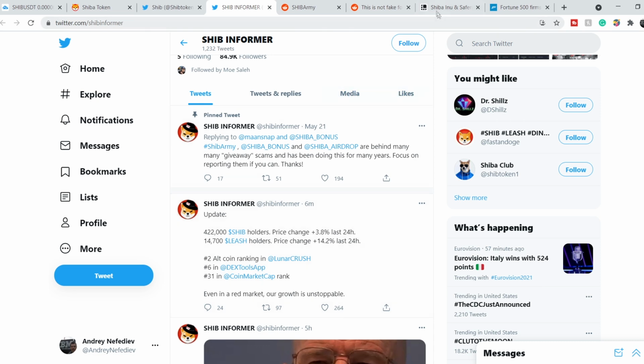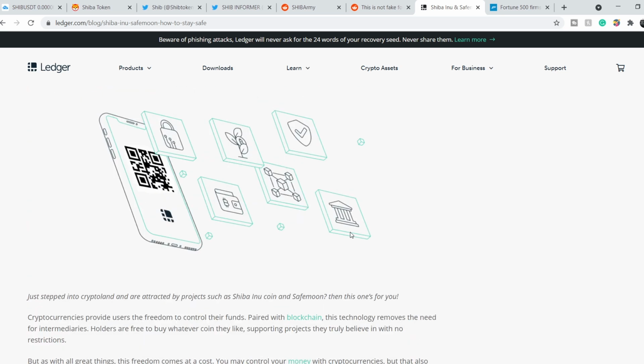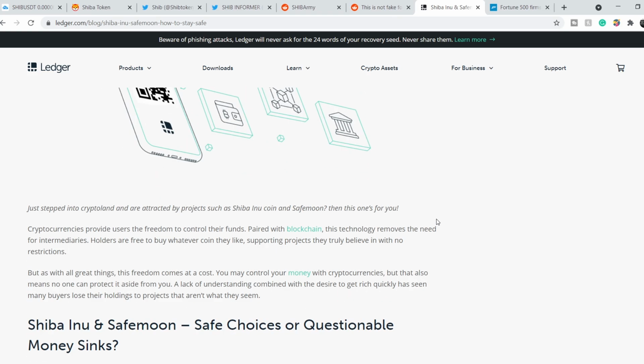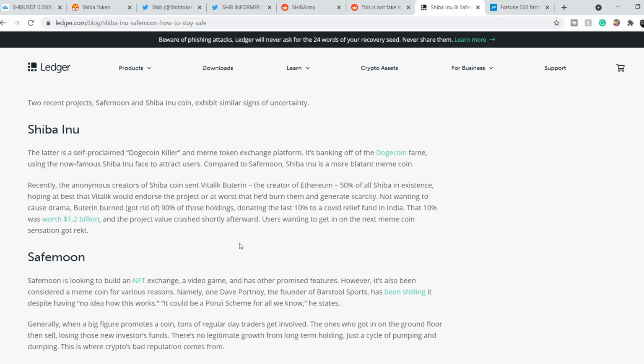But also we have this news, and I covered it in my yesterday's SafeMoon video. We are on an official Ledger website, and we have this article that was published on May 21st, and it's titled Shiba Inu and SafeMoon, Educate Yourself. The main point of this article is that SafeMoon and Shiba Inu are scam coins, and they don't even do fact checking. Let me show it to you.